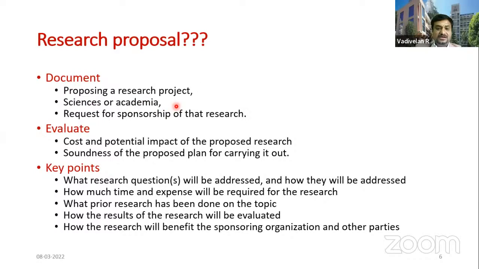Sometimes you may apply jointly with the industry also. So generally, we can say it is a document which is a request for sponsorship for that research. Whatever research we are trying to execute, we want a sponsorship. So that is the reason we apply with a research proposal. And then, what are the things we are going to evaluate in the research proposal? The most important thing is the cost and the potential impact of the proposed research. So what is the potential impact of the proposed research?